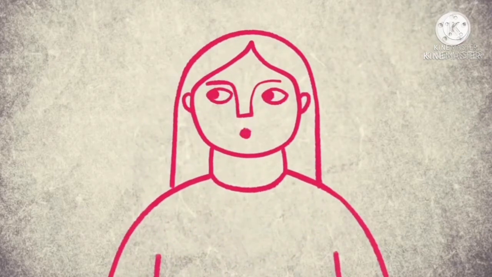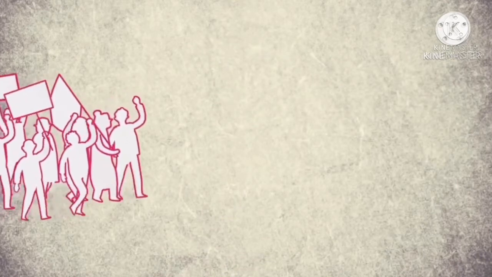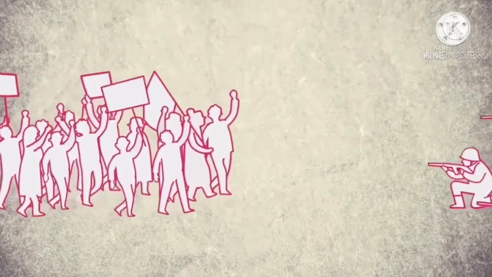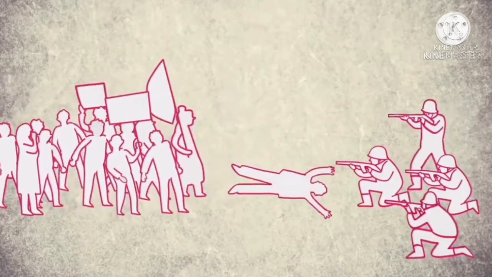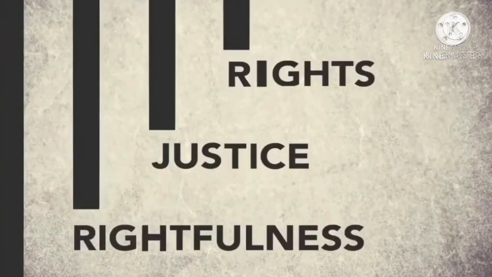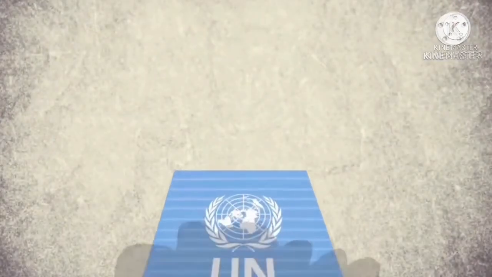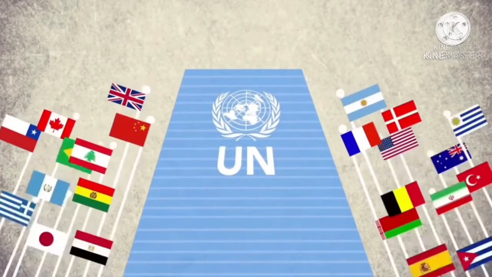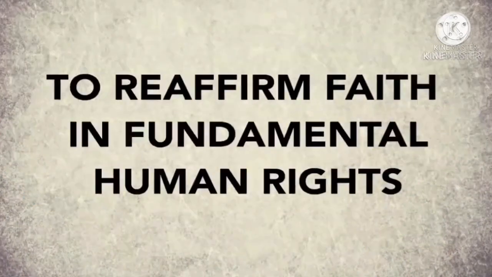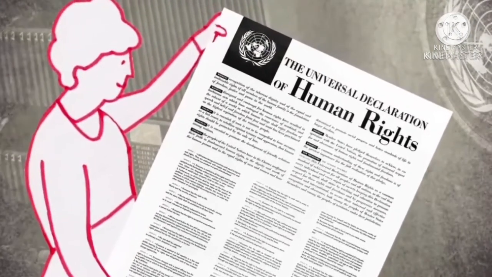The history and concept of human rights goes back many centuries, and across societies and cultures people have struggled with finding rightfulness, justice, and rights. After World War II, the treaty that established the UN had as one of its purposes to reaffirm faith in fundamental human rights. In 1948, the General Assembly adopted the Universal Declaration of Human Rights, UDHR. It was made the basis for modern international human rights.